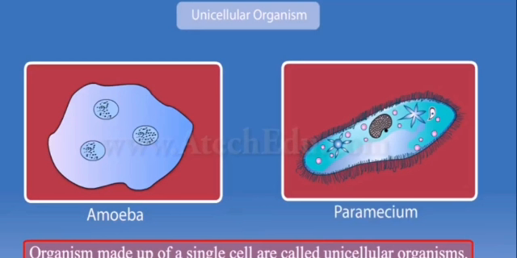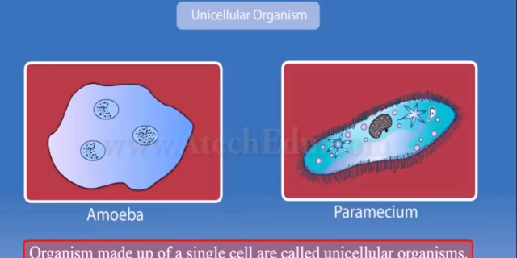These are unicellular organisms. What is the definition of unicellular organisms, Nana? Organisms made up of a single cell are called unicellular organisms. For example, amoeba, paramecium, euglena, bacteria, and yeast are a few examples of unicellular organisms. Students, this single cell of these organisms behaves like a complete organism.